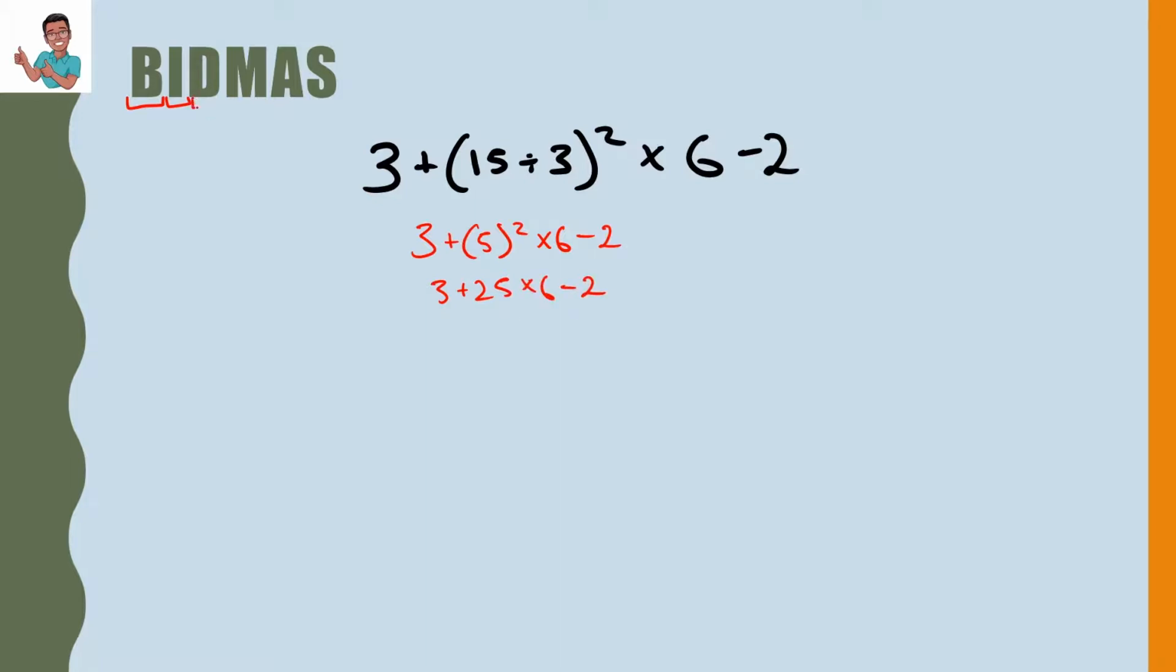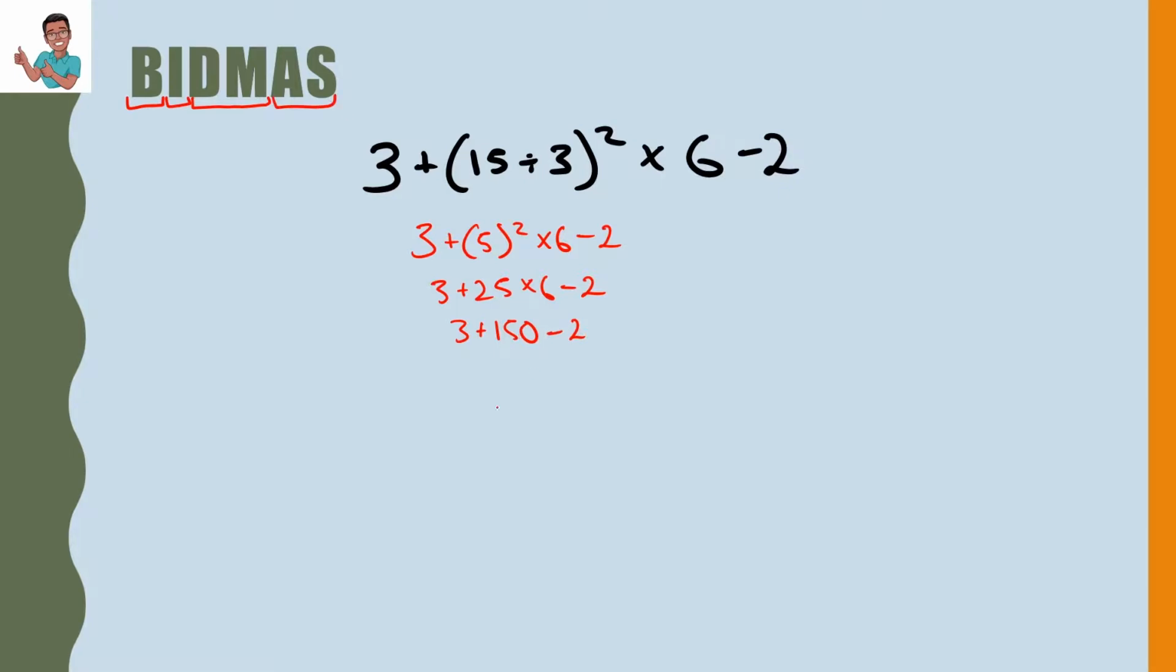Our next step is either division or multiplication. Here we have a multiplication. So we do 3 plus 25 times 6, which is 150, minus 2. And then our next step is either addition or subtraction.